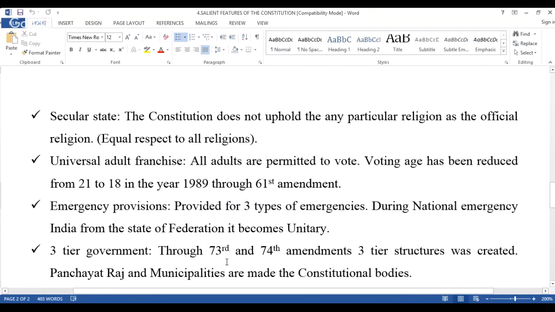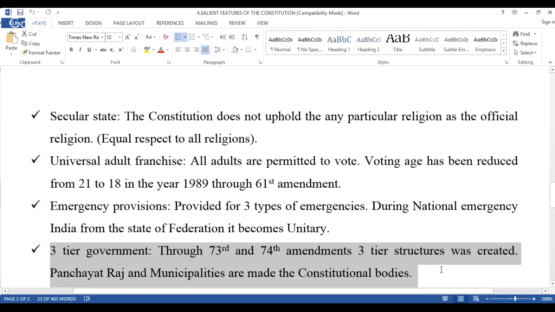Next is the three-tier government. Hopefully you can see on the screen. Through the 73rd and 74th amendments, the three-tier structure was created. Panchayati Raj and municipalities were made constitutional bodies. In India, even before the 73rd and 74th amendments, Panchayati Raj and municipalities were existing, but they were not constitutional bodies. They have been included under the constitution through the 73rd and 74th amendments.